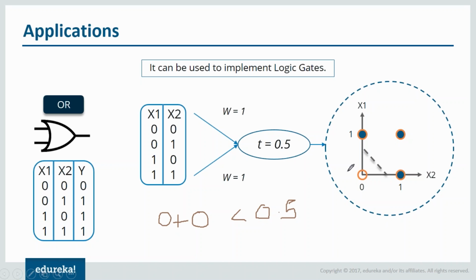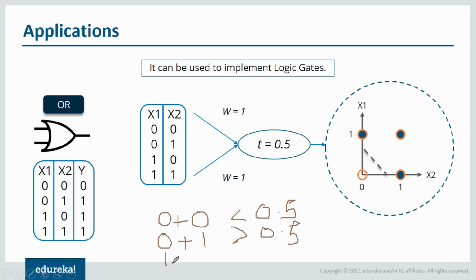Now let's take the other set of inputs. Our x1 is 0 and our x2 is 1. So 1 into 1 will obviously be 1. In this case, our output is bigger than 0.5. Then our neuron will fire and we will get 1 as the output, as you can see in the graph.